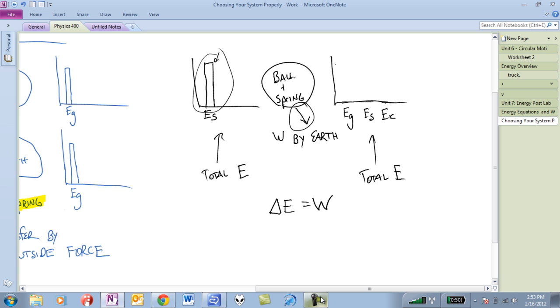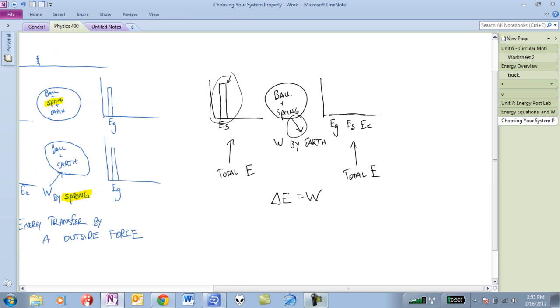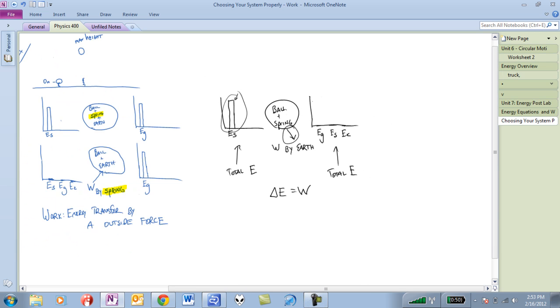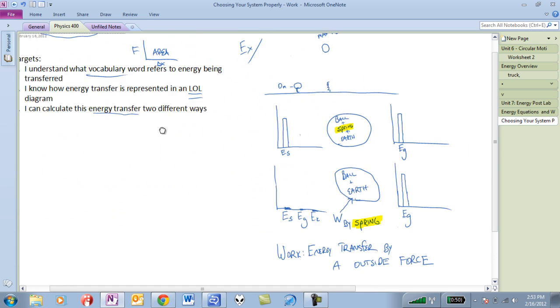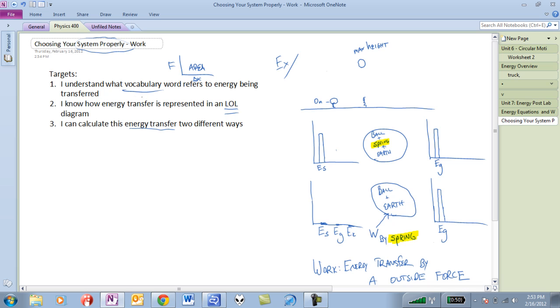Well, the goal now is to say, if I do have an outside force acting on my system, how can I understand what's going on? So I understand what vocabulary is going to be work, so make sure you make that connection there. I know how energy transfer is represented in an LOL diagram, we got that down. And I know how to calculate this energy transfer in 2 different ways. That is the big piece that we are looking at.